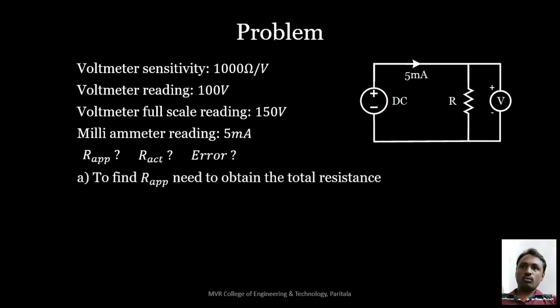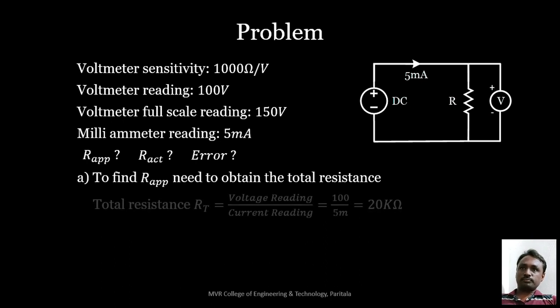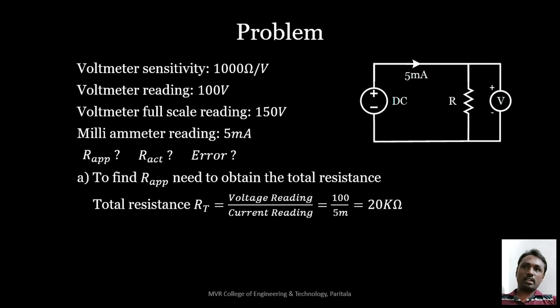So first, to find R apparent, we need to obtain the total resistance of the circuit. How can we calculate the total resistance? We know the current as well as the voltmeter reading, so voltage divided by current will give the total resistance. So total resistance RT is equal to voltage reading divided by current reading, that is 100 by 5 milliamps, which will give 20 kilo ohms.